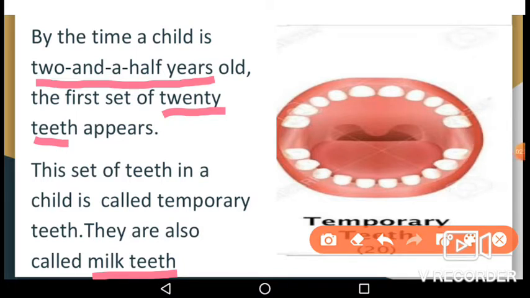Like they help the child bite and chew food, which is essential for the child to gain proper nutrition during his or her earlier years. They allow the proper development of speech. They create and hold space for the eruption of permanent teeth in the jaw.